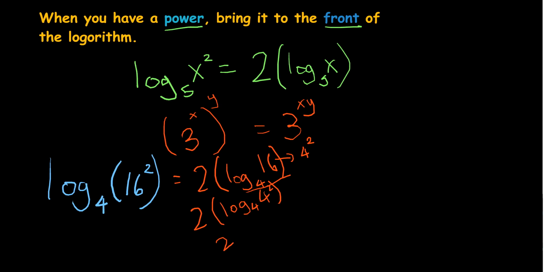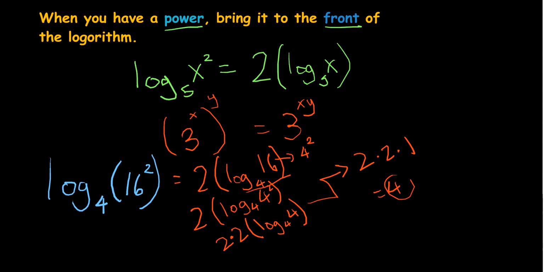And you would be able to pull that 4 out again, so another 2 out. So it'll be 2 times 2 times log base 4 of 4. And if you simplify this, that would be basically 2 times 2 times 1, which is 4. Pretty simple. So yep, that's about it.